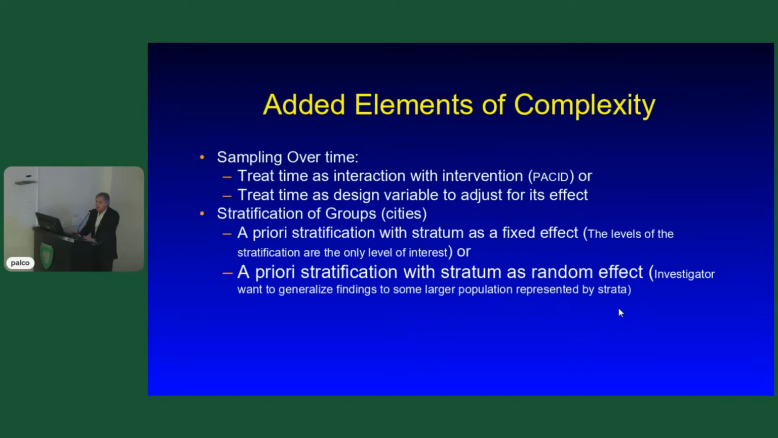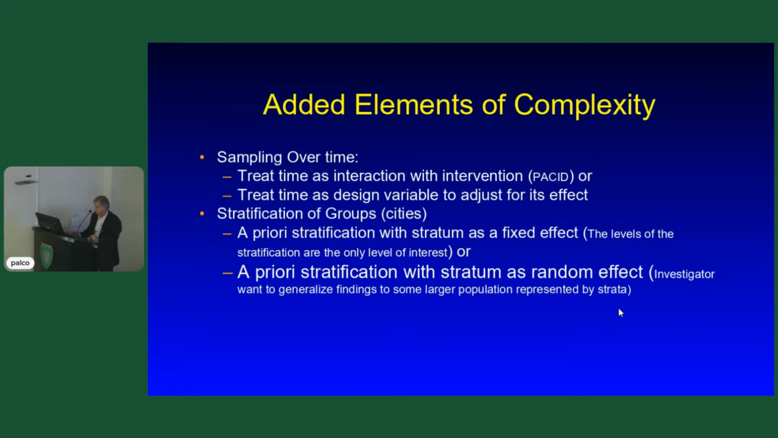So, added elements of complexity: treat time as an interaction with intervention. That's how I did it. Remember I mentioned that in the regression discontinuity and the time series analysis. It's similar. You have an interaction between time, when it was measured over time, 3 points in time. It matters because the intervention is being offered, and those who have a longer period of time will be affected by it. Treat time as a design variable to adjust for its effects, so we have a factor of time enter in the model. A priori stratification: the stratum is a fixed effect, but the city enters as a random effect.